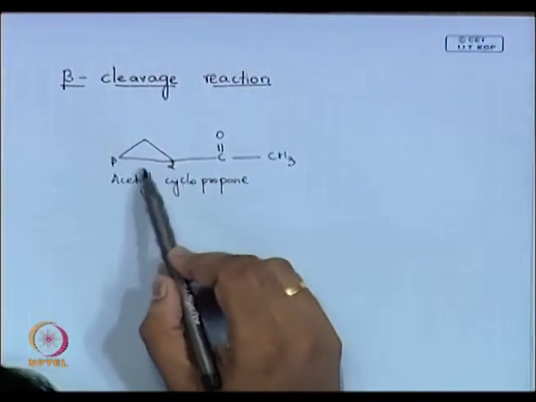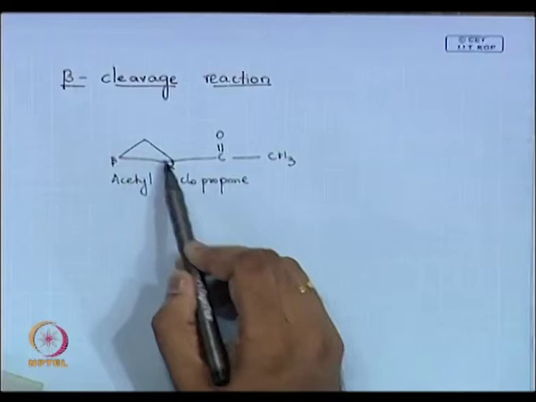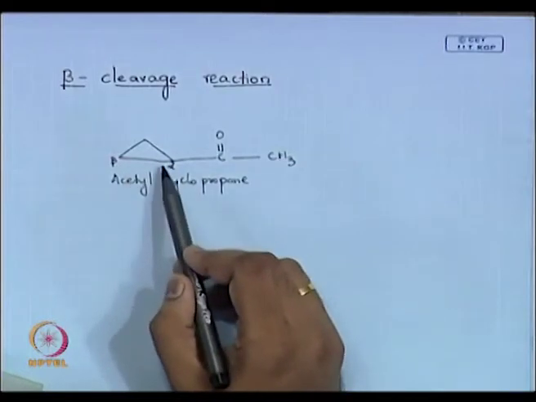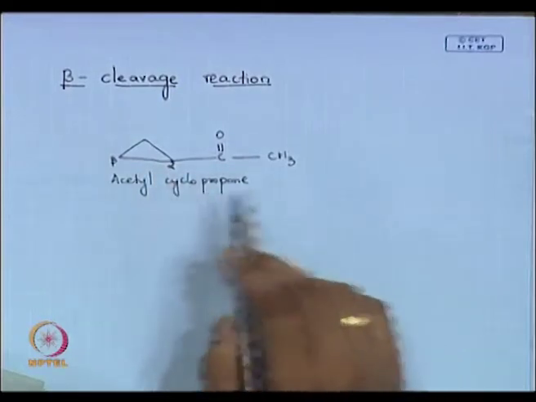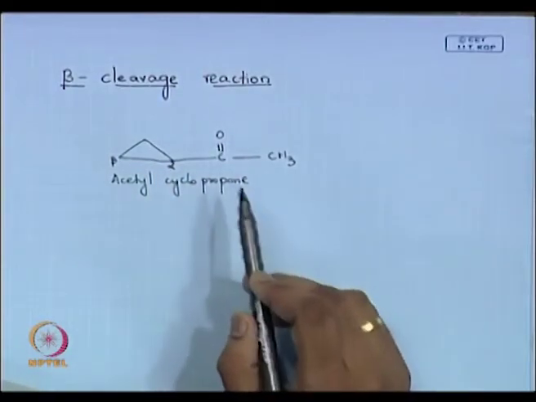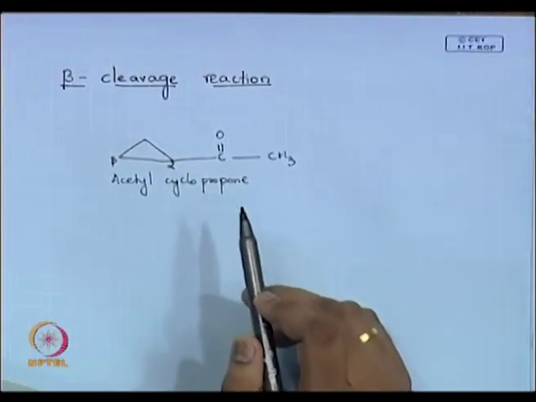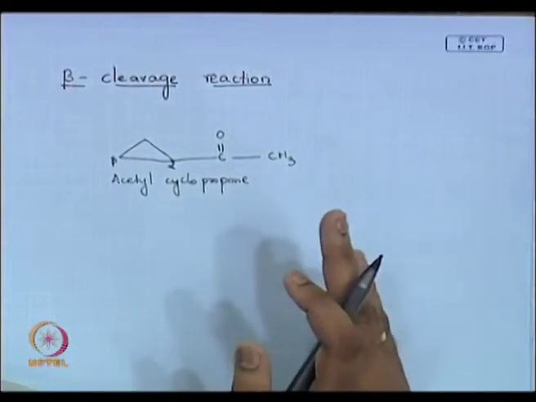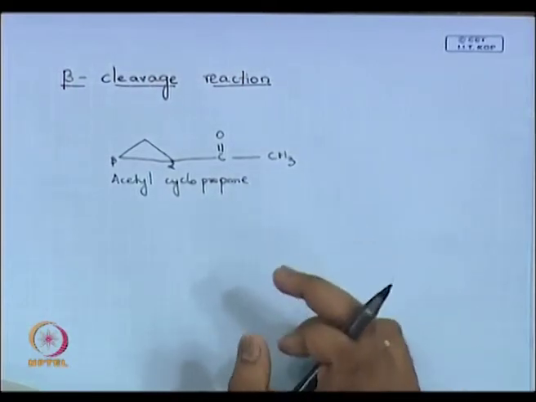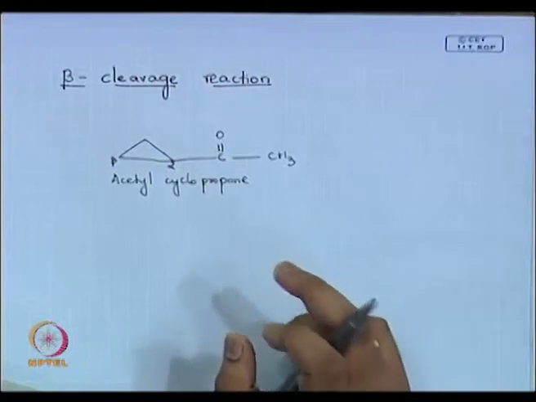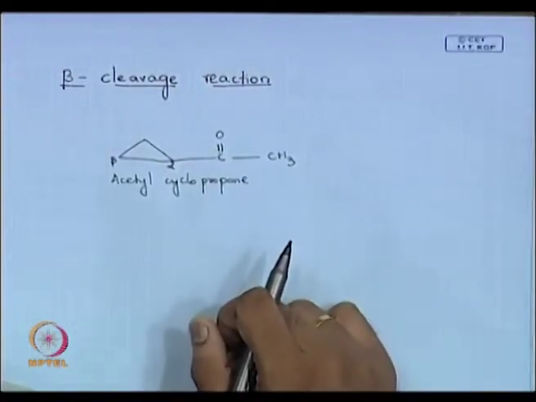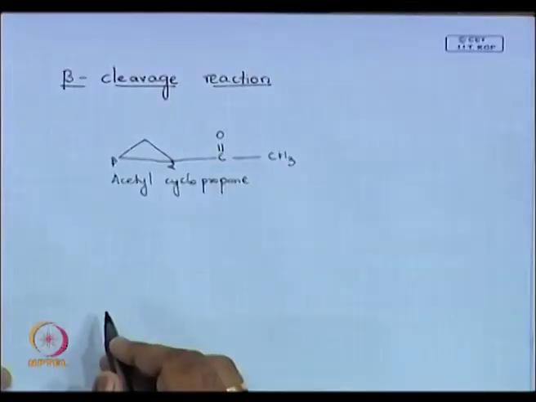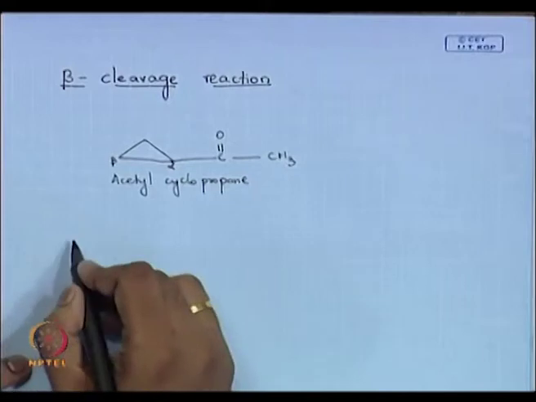You know that because of the ring strain, this alpha beta bond is weak. So, if you have this type of system, then you can see beta cleavage reactions taking place. So, in a carbonyl system where the C alpha and C beta bond is weaker, when you excite the carbonyl, you will get chemistry from beta cleavage reactions. Now, we will take the same example and see how the chemistry works.